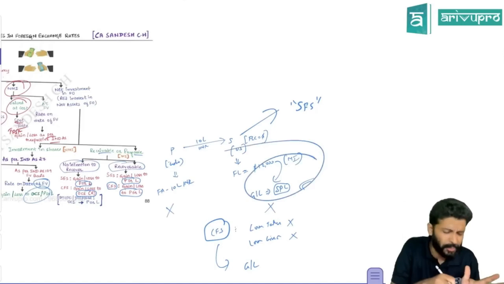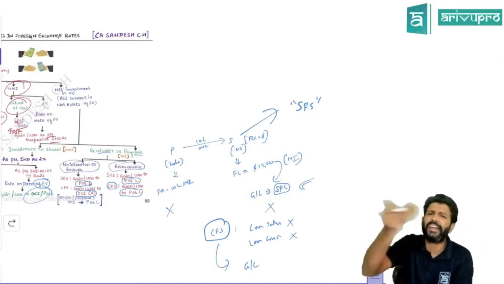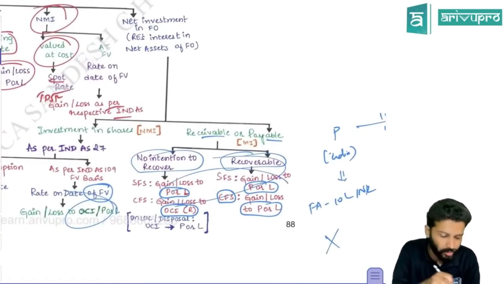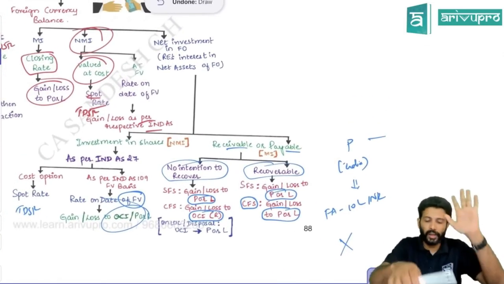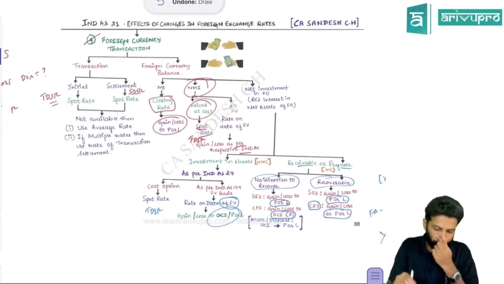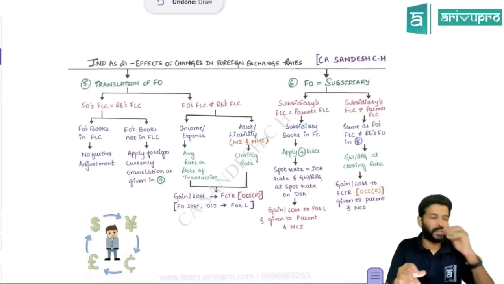However, in the separate financial statement, there is no extra drama. It's a monetary item. And what IND AS 21 says is that any gain or loss on a monetary item should be transferred to P&L. So in the separate financial statement, the gain or loss will always come to P&L. The question was only on the consolidated financial statement. This we call net investment in foreign operation. That's all done. All right. We have only two or three more topics, then we can dive into the questions.